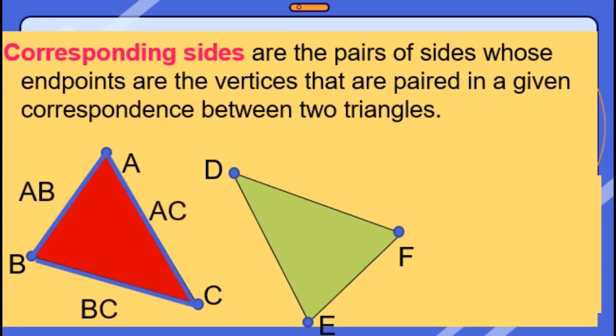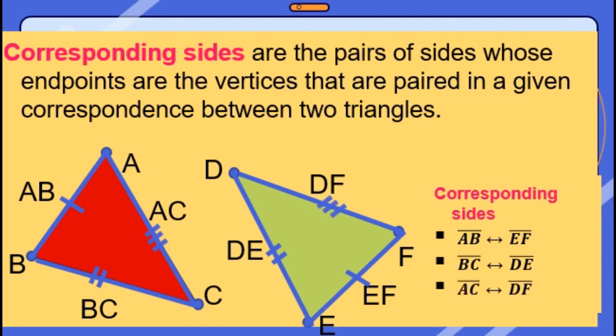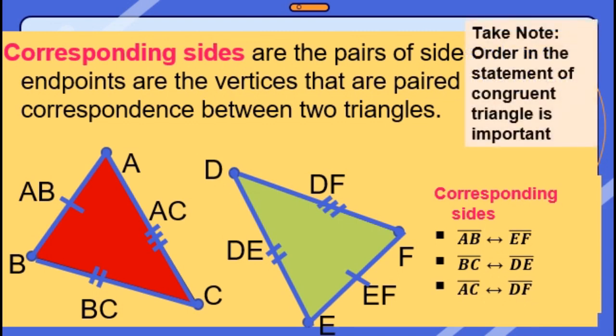For another triangle, we have side DE, side EF, and side DF. So, for the corresponding sides, line segment AB corresponds to line segment EF. Line segment BC corresponds to line segment DE. And line segment AC corresponds to line segment DF. And take note, order in the statement of congruent triangles is important.